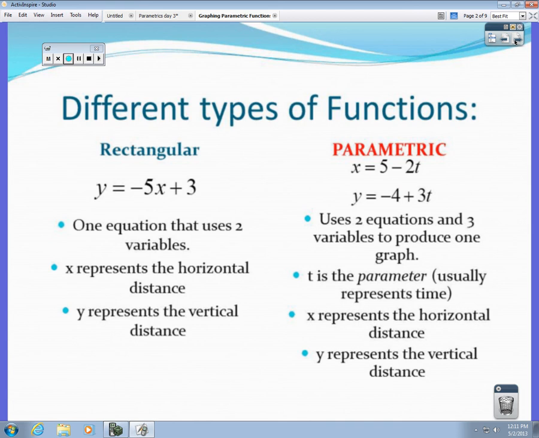A rectangular function has one equation and uses two variables, usually an x and a y. The x represents the horizontal distance, the y represents the vertical distance. Parametric functions introduce a third variable: they use two equations and three variables that produce one graph. So t is usually the third variable, usually represents time, and it's called the parameter because that variable is used in both equations. The x still represents horizontal distance and y still represents the vertical distance.